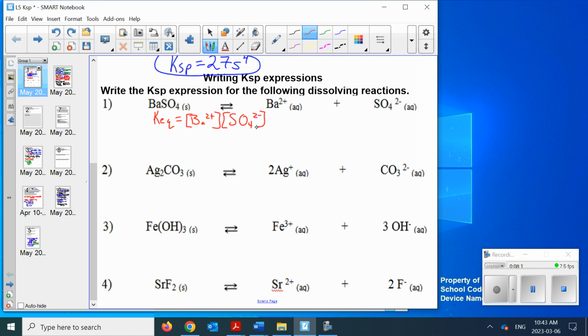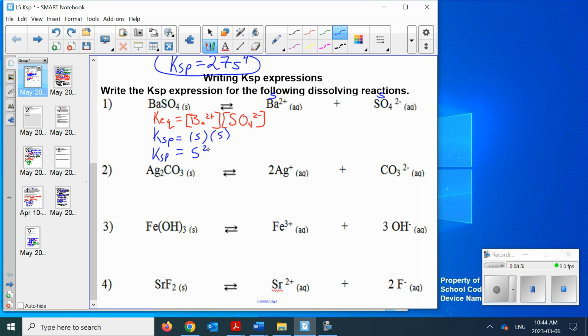Now, Ksp. With this one, if it helps you, go ahead and write these things in. But this is a one-to-one, Ba to SO4. So I need one S and one S. If it helps you, put the S in there and think, okay, S times S. You can do this in your head. But your Ksp expression is S squared. See where that comes up?